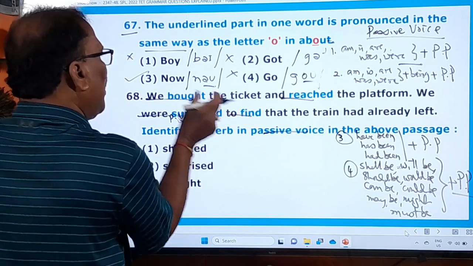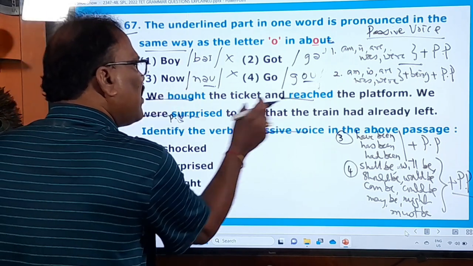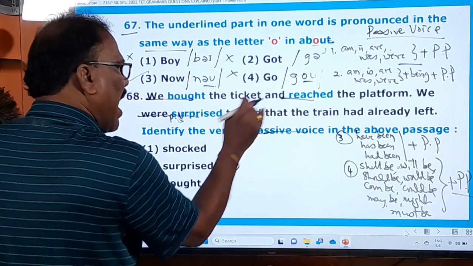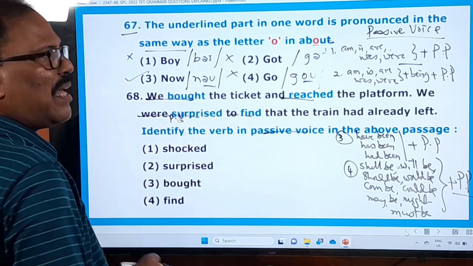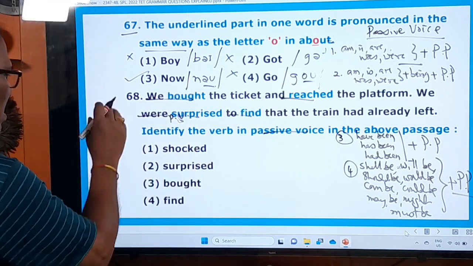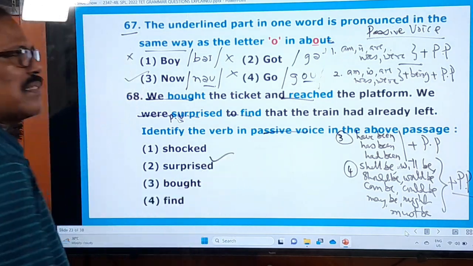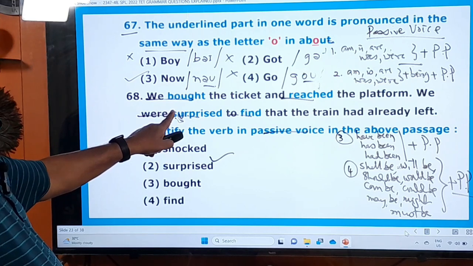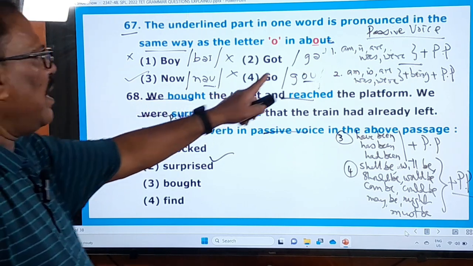Find is also not there. This one, this one, this one, these three are plain verbs, which means they are all in active voice, and only this one is in the passive voice. So then your answer must be ticked like this. Surprised is in the passive voice because it is used with a helping verb.